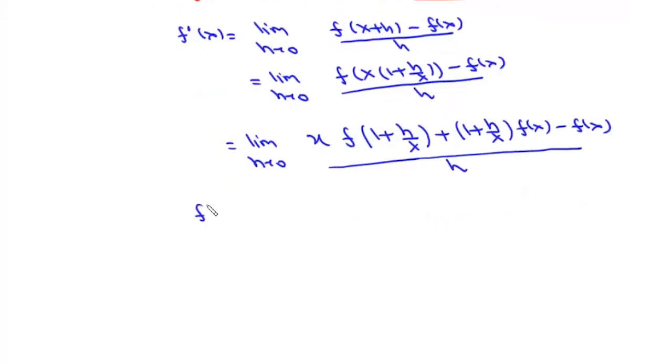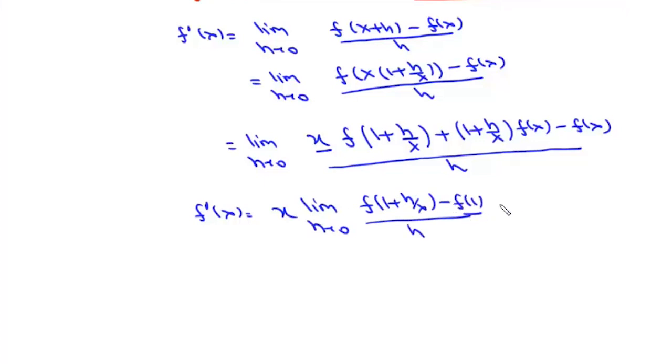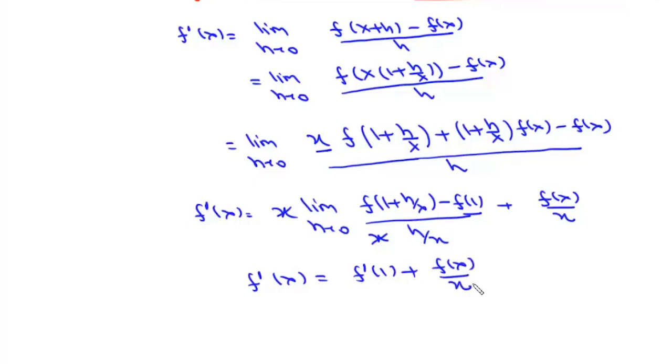Now we can write this f dash x as, now we'll take x common from this and it will be this limit h tends to 0 of f(1 plus h upon x) divided by h, and we can write this as f(1) because f(1) is 0. And here if we cancel this f(x), h and h will cancel, it will be simply f(x) by x. Now if we multiply and divide by x, now this x will cancel, this is f dash 1. So we can write this f dash x as f dash 1 plus f(x) upon x.